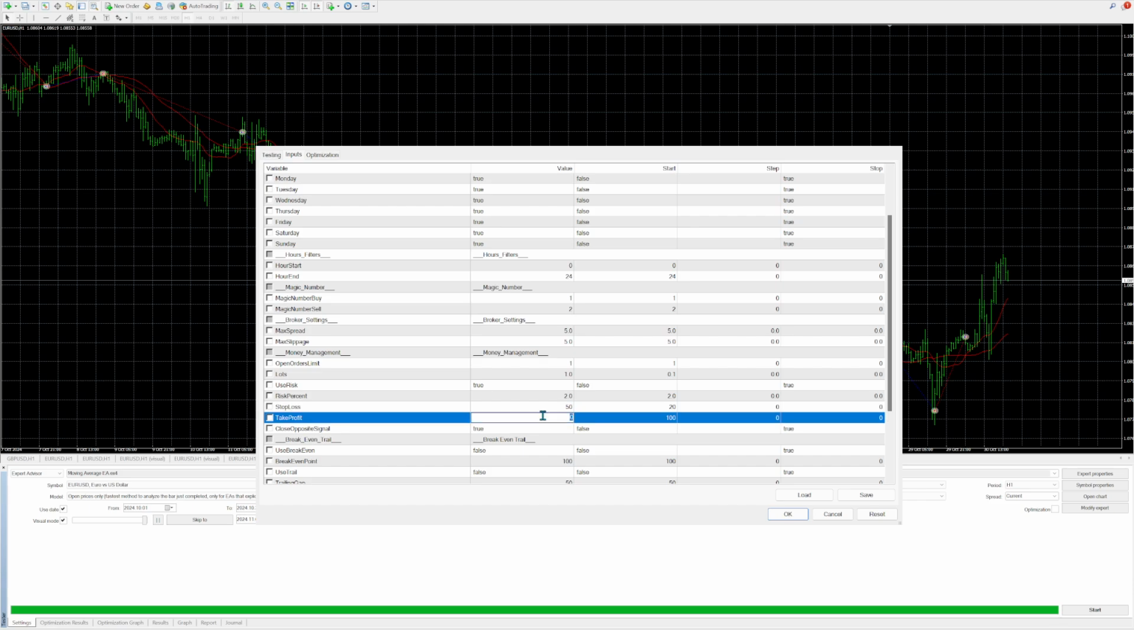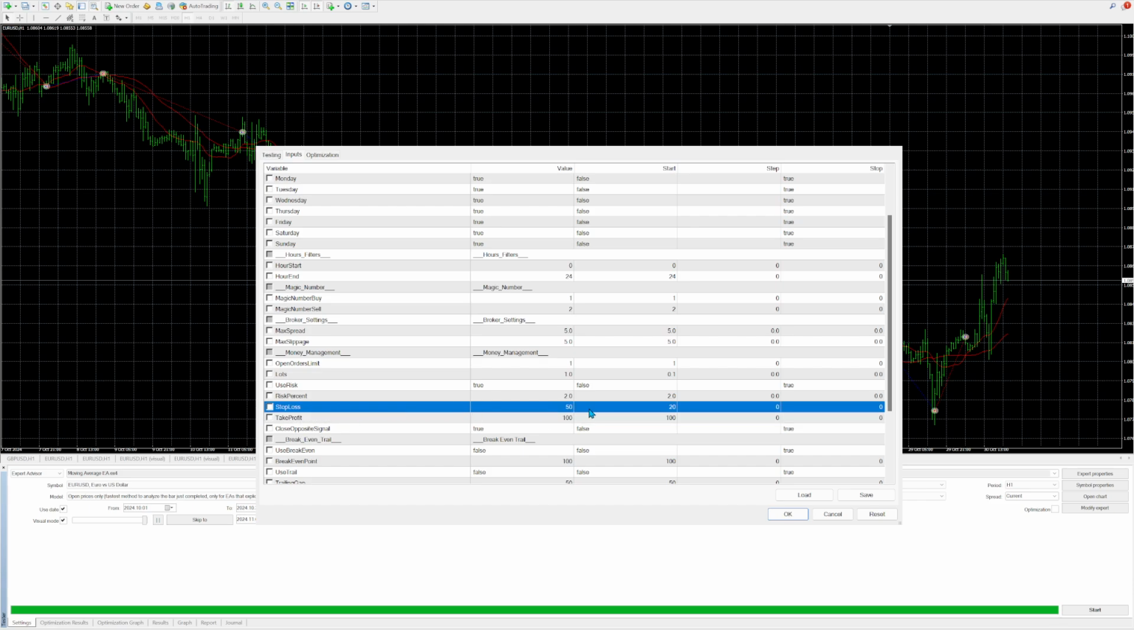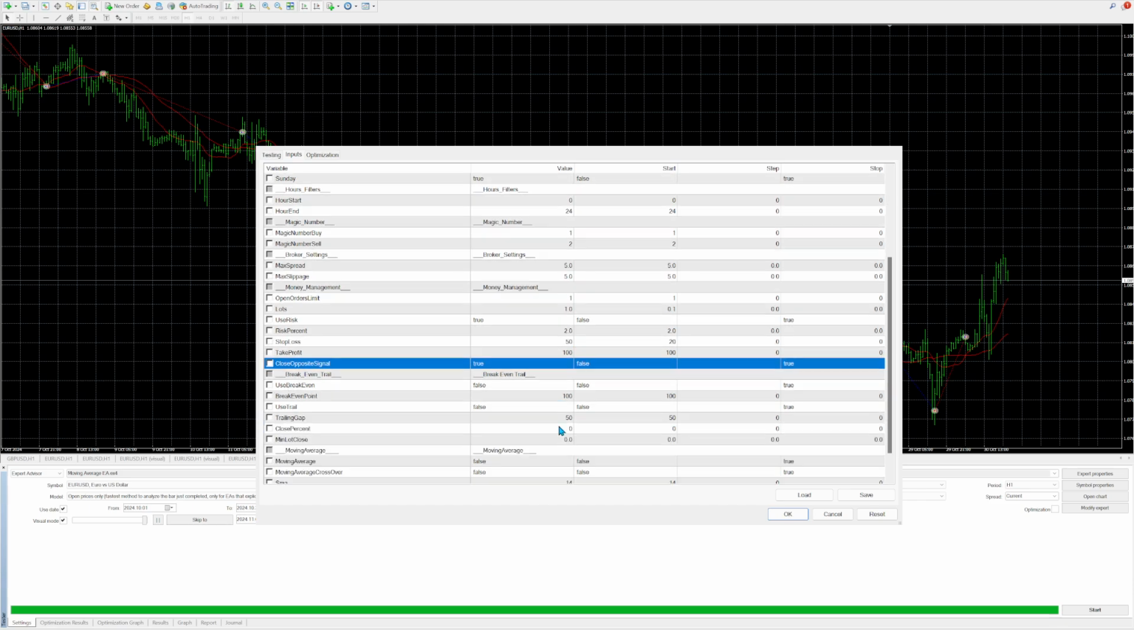Okay, so stop loss and take profit, self-explanatory. You can set these as you wish. Close on opposite signal basically means that the EA will close an open trade if there is one, if there's a signal in the opposite direction.